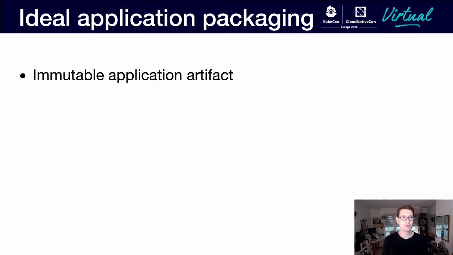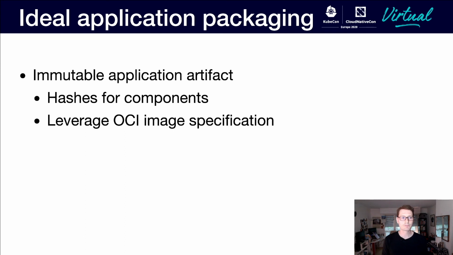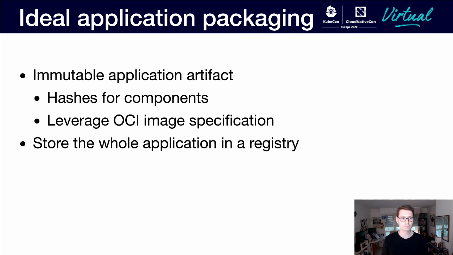Going back to what we talked about as being ideal application packaging, let's take a look how CNAB fits this. In terms of an immutable application artifact, well, because we're reusing the container infrastructure that already exists, we're using hashes for the components, so we know that what we stored is exactly what we will be using later on. We're also not trying to reinvent the wheel here. We're already using things that have been well tested and exist widely, which is great.